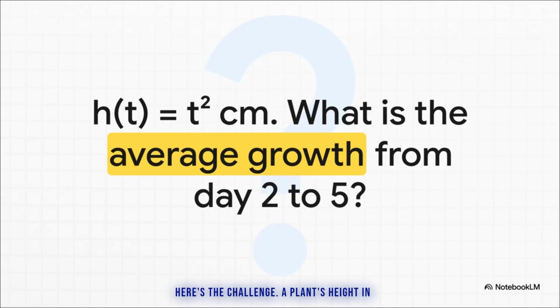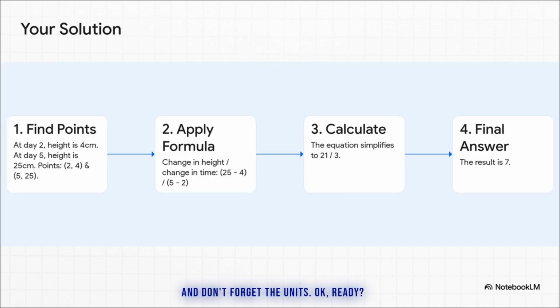All right, here's the challenge. A plant's height in centimeters is given by the function h of t equals t squared, where t is the number of days. Your mission: find its average growth rate between day 2 and day 5. Seriously, hit pause, grab a piece of paper, and see if you can work it out. And don't forget the units. Okay, ready? Let's walk through it and see how you did.